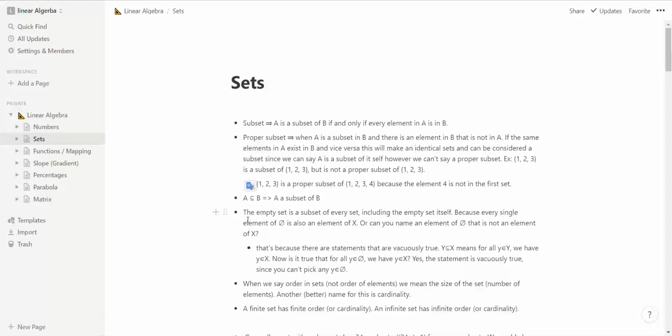Every single element of the empty set is also an element of X. Or can you name an element of the empty set that is not an element of X?